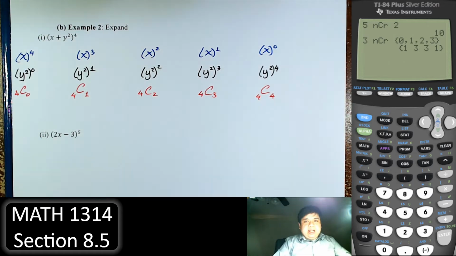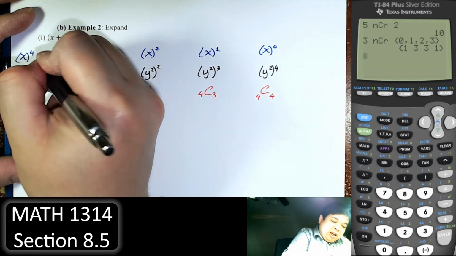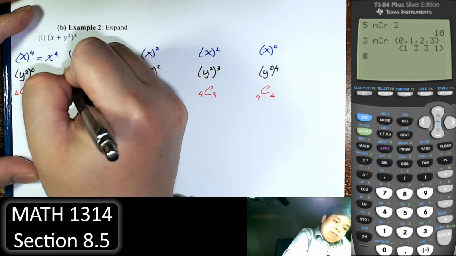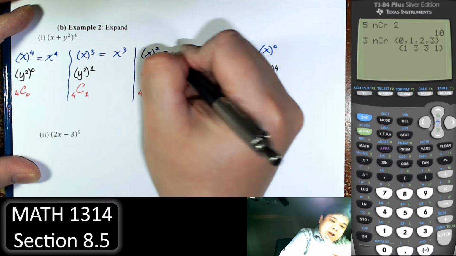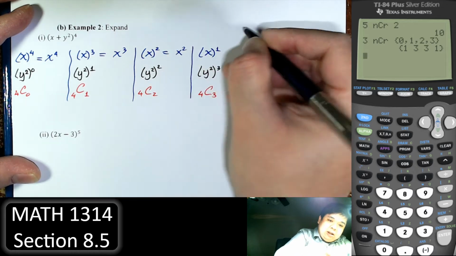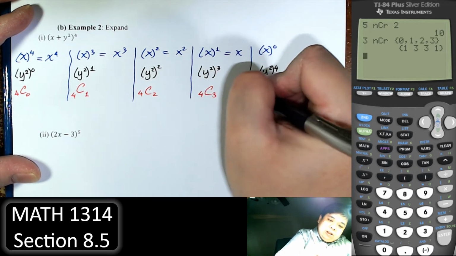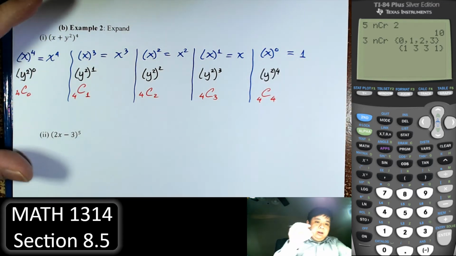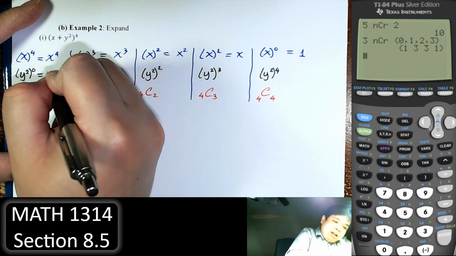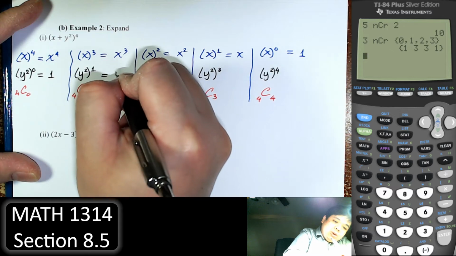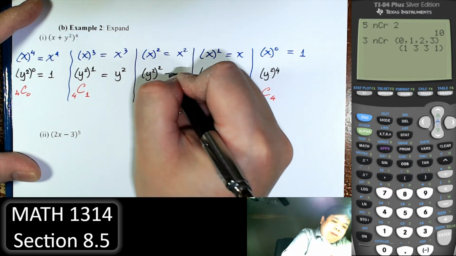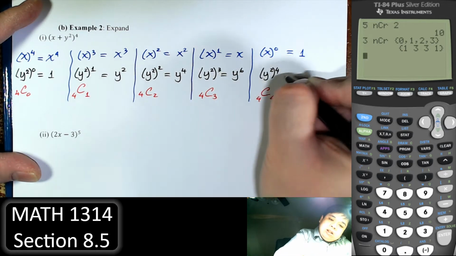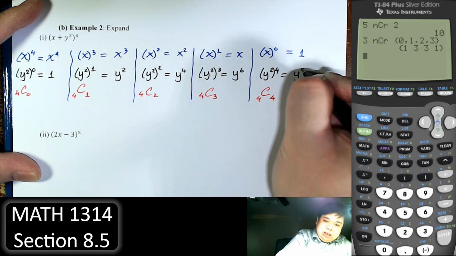Right, now just do the math here. X to the 4th, x cubed, x squared, x, and 1. Now to the 0 power is 1, y squared, multiply the power together, y to the 4th, y to the 6th, y to the 8th.